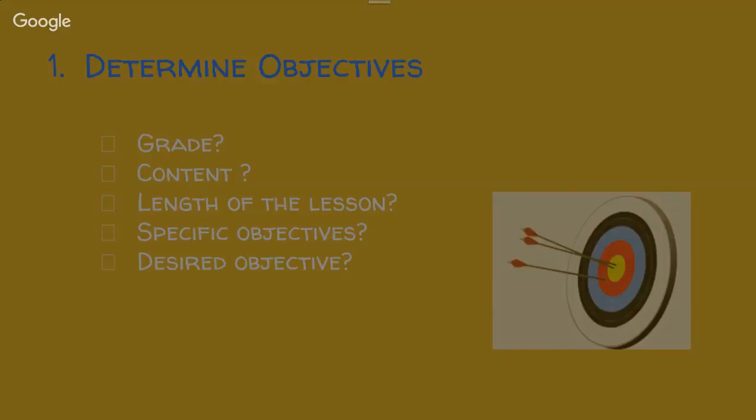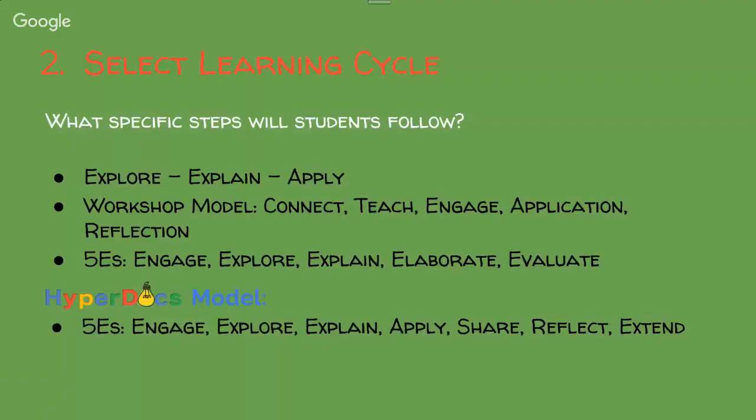Once you have that clear, you can select the learning cycle. So the learning cycle is what specific steps your students will follow. You can select an explore, explain, apply model, a workshop model, maybe a 5 E's model where you see engage, explore, explain, elaborate, and evaluate. Or you can reach even farther into the Hyperdocs model, which includes the first 3, and then you have apply, share, reflect, and extend. How much do you want to extend?